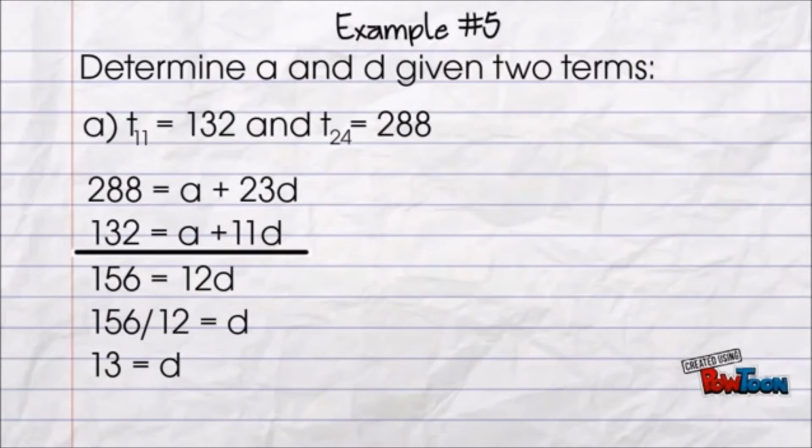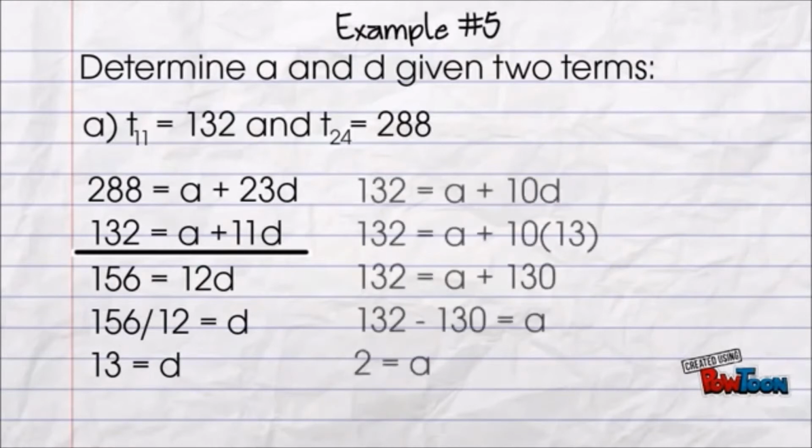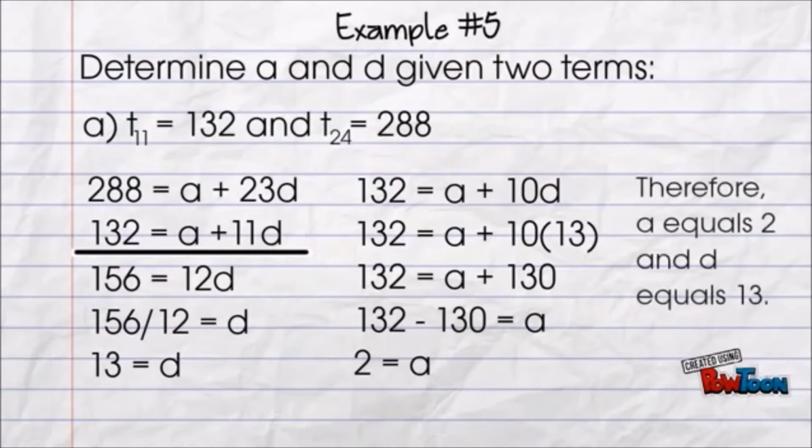After that, we input d into the formula we already have to find the value of a. And after inputting d, which is 13, into the formula that we already had, 132 equals a plus 11d, we get a equals 2. Therefore, a equals 2 and d equals 13.